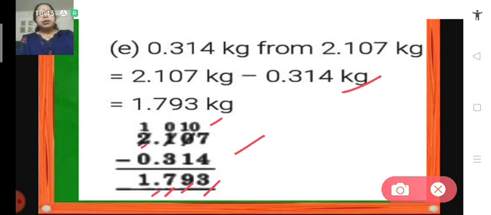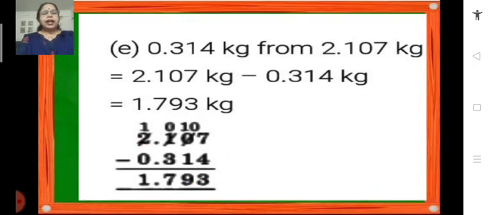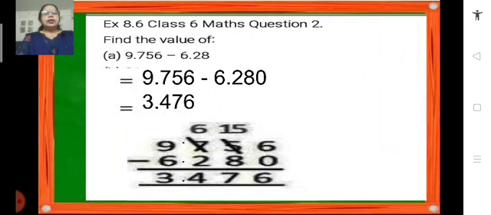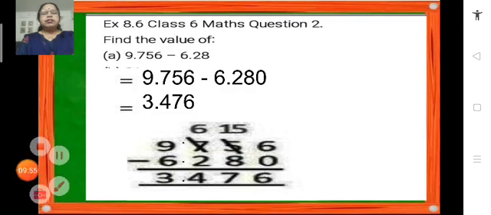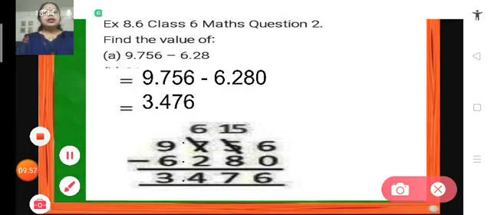Then we put the decimal point, move on to the ones place. 1 minus 0 becomes 1. So, the answer we get is 1.793 kg. Next, question number 2. Again, we have to do the subtraction. It is given directly. A. 9.756 minus 6.28. We have unlike decimals here.